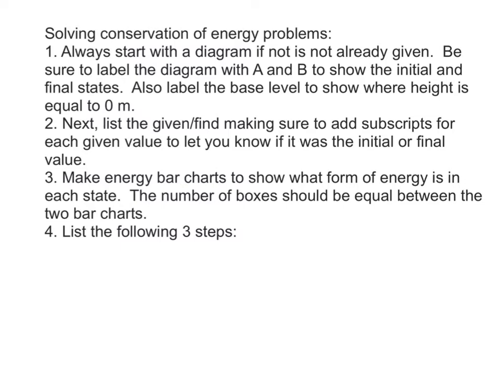Next, you want to list your given and find, and make sure that you add subscripts. What I mean by subscripts are A or B or C or D, because you want to show what the speed was at A, what the stretch was at C. So that's very important that you're using your subscripts, and you'll see that when I do the examples. Third thing you need to do is make your energy bar charts to show what form of energy is in each state. These are required for any conservation of energy problem. And as we saw from the bar chart worksheet, the number of boxes should be equal between the two bar charts. So however much energy you had in A, that's how much energy you need in B or C or D.